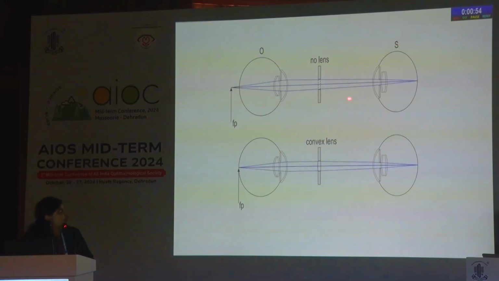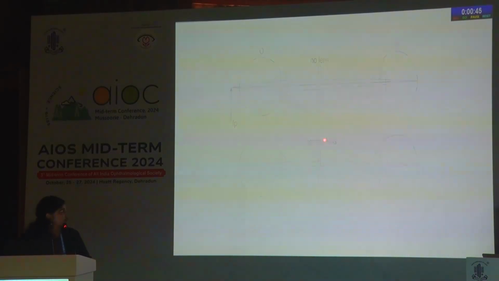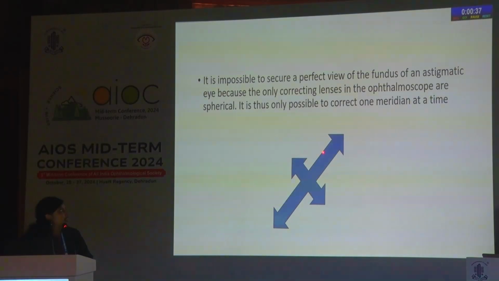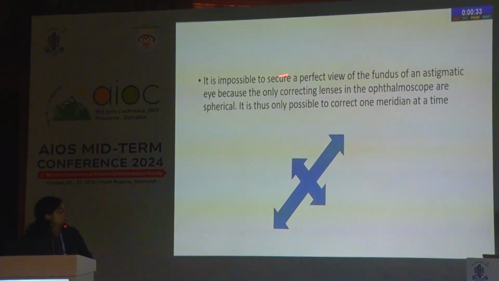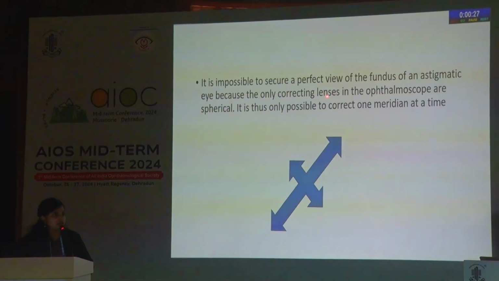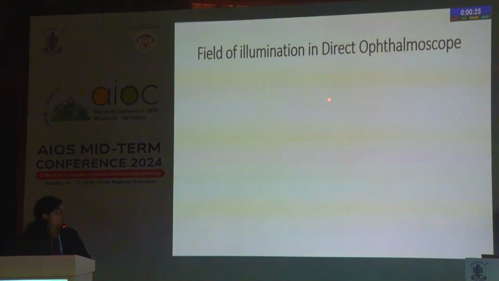In a hypermetropic patient, the diverging rays of light form the image behind the retina, whereas when you use compensating convex lenses, they form the image directly on the retina. Similarly, in a myopic eye, when we use compensating concave lenses, we form the image directly on the retina. That's why compensating lenses are important. In astigmatic patients, the full view of the fundus cannot be secured because the correcting lenses used are mostly spherical. Therefore, only one meridian at a time can be visualized.